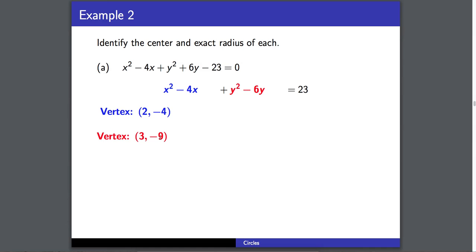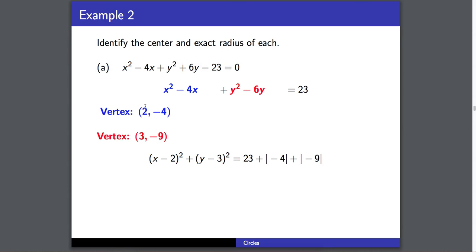And so what we're going to do is rewrite these equations in almost like their parabola form. We're going to take x minus 2 in parentheses squared, so x minus this first x coordinate of the vertex, plus y minus 3 in parentheses squared, and that's going to equal the 23 plus the absolute value of negative 4, so we don't have to worry about the negative anymore, plus the absolute value of negative 9, and we won't have to worry about the negative there either.